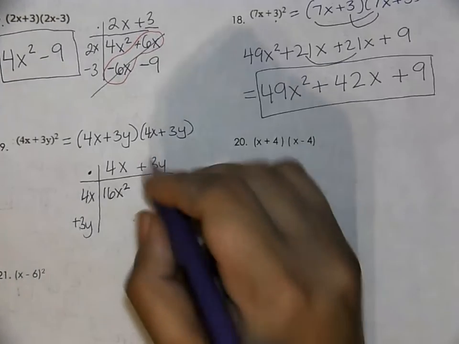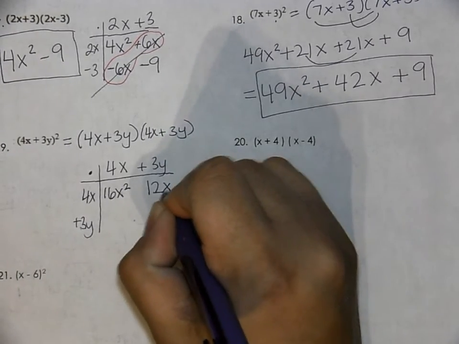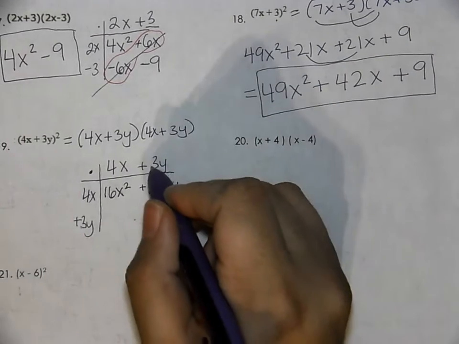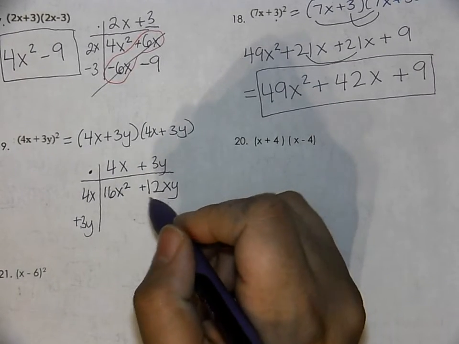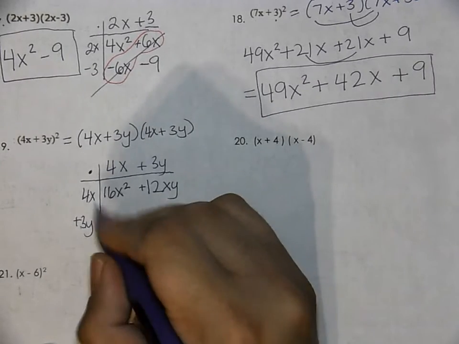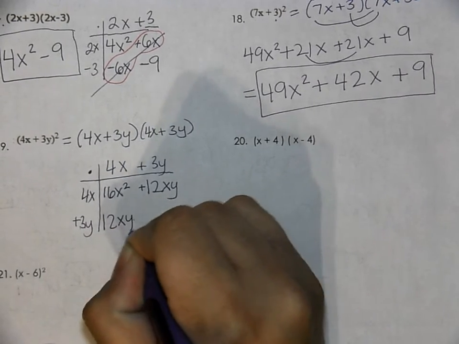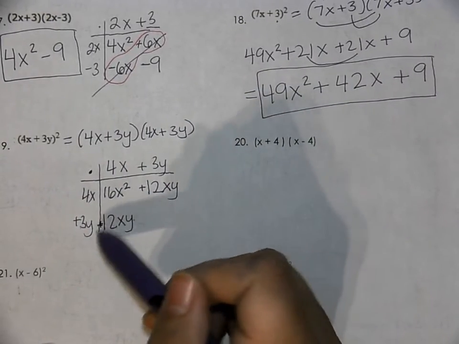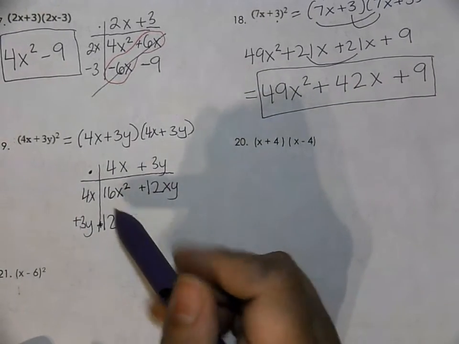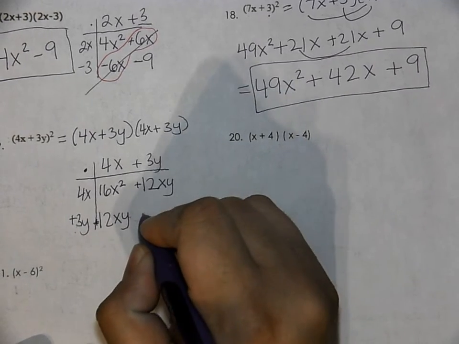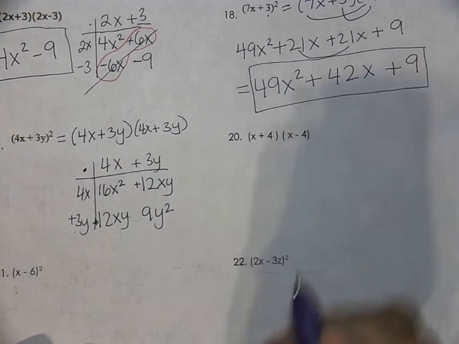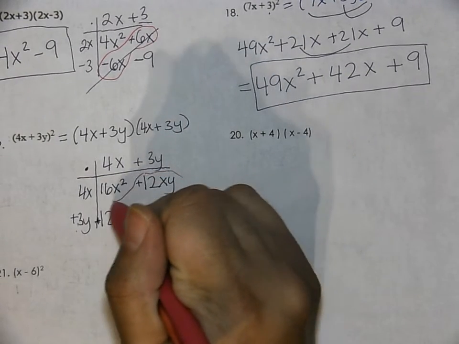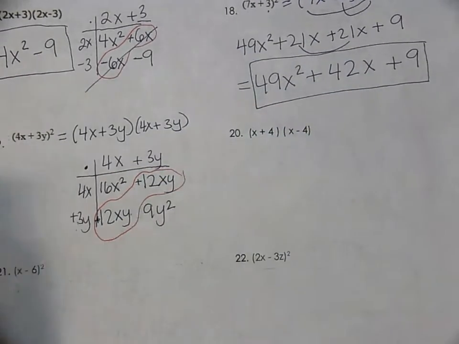3y times 4x would be 12xy, and I can put a little plus sign with that. So 12xy because 4 times 3 is 12. And then we have another 4 times 3 is 12 and xy. Again, I'll sneak a little plus sign in there, but you don't have to write it because it is just positive. And then 3y times 3y is 9y squared. But again, you have to combine at the diagonal, and then we'll write our final answer.